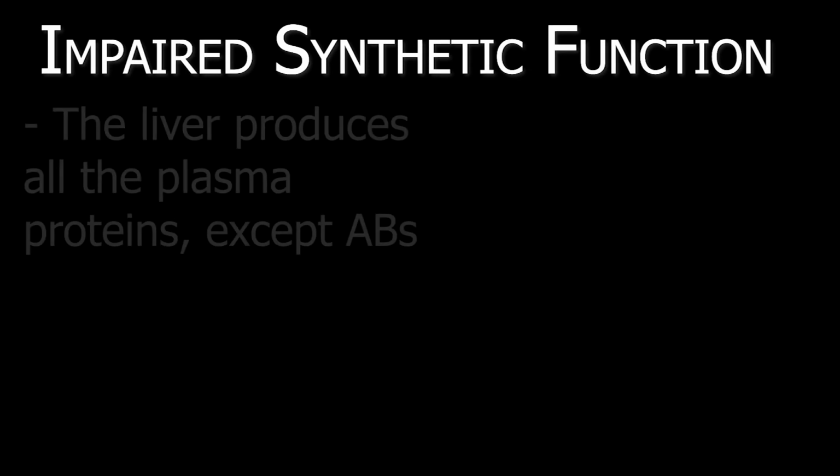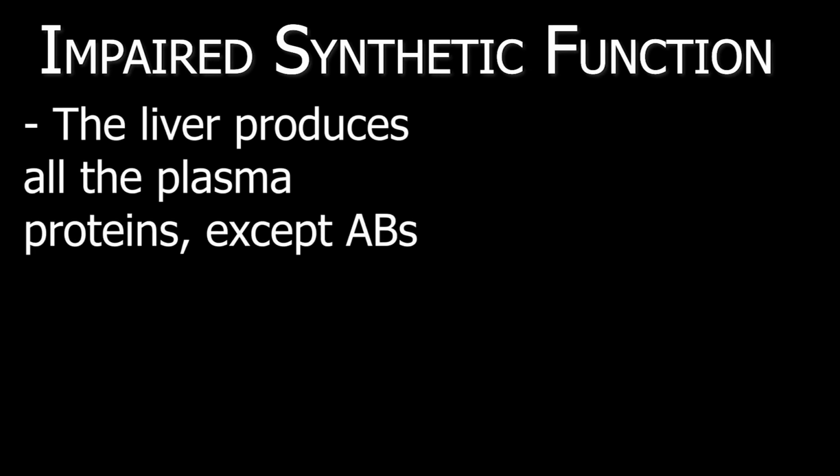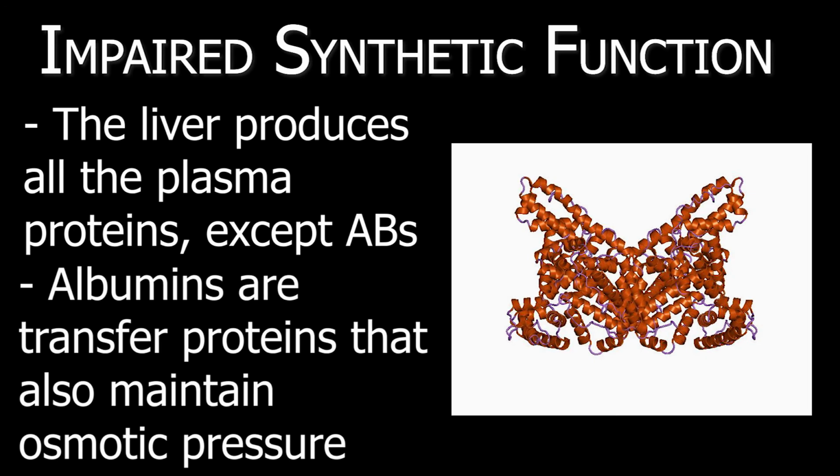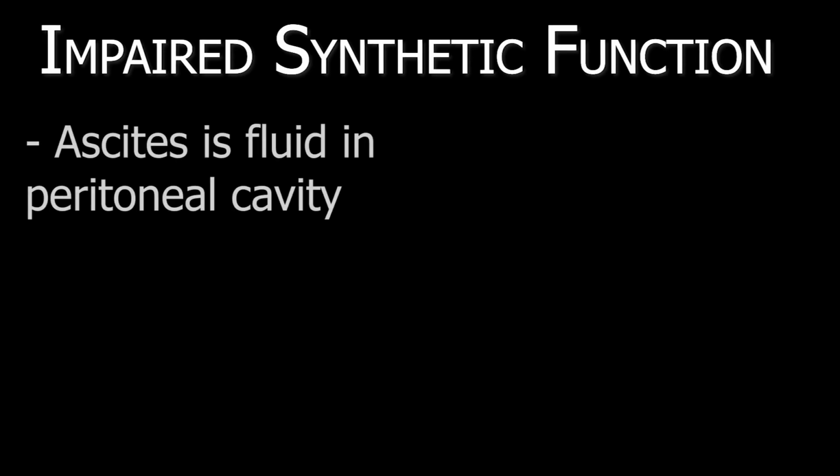Our liver is the organ responsible for making all the blood proteins, aside from antibodies. The first relevant example is albumin. Albumins are blood proteins that help transfer compounds across our bloodstream and are also responsible for keeping osmotic pressure. When albumin levels and osmotic pressure drop, water in our blood starts leaving the bloodstream and going into other tissues, forming edema. This results in ascites.